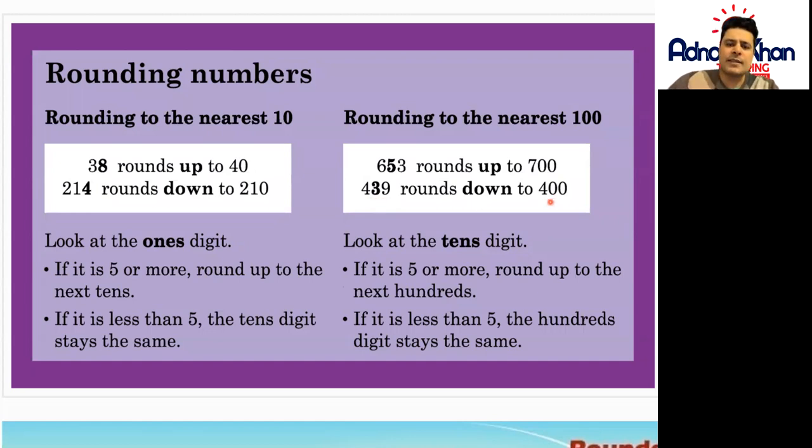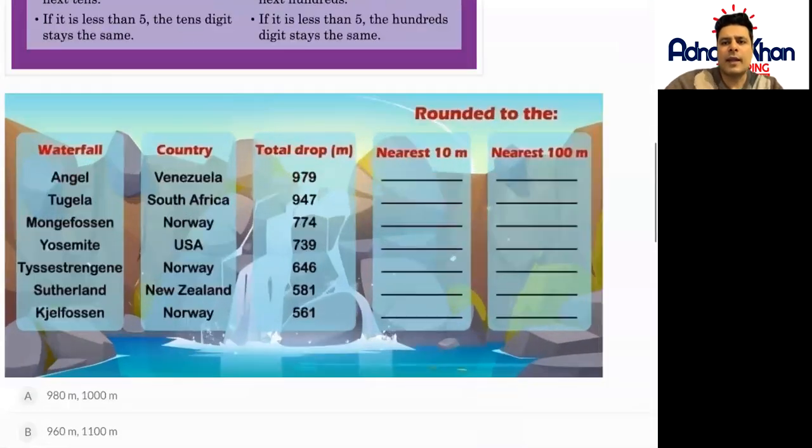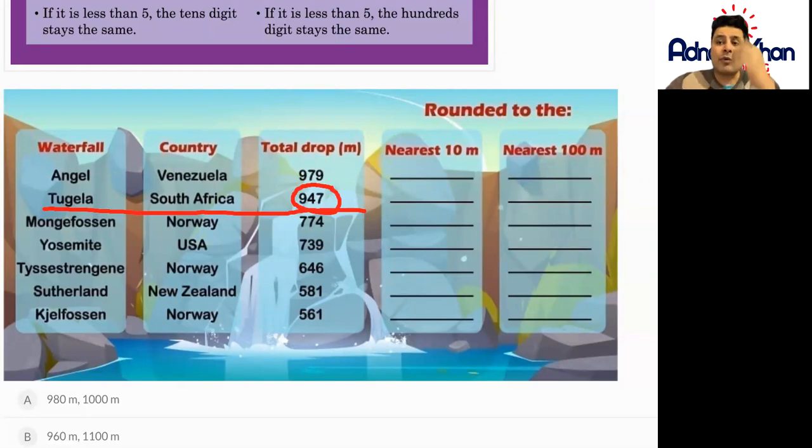Let's have a look at our first example. Let's give you some examples here to work on, okay? So let's go for, for example, this particular option here. So this is a waterfall and it's called Tugela and it's in South Africa. And the total drop of this particular waterfall is 947 meters. Now let's round this to the nearest 10 and let's round this to the nearest 100 meters.